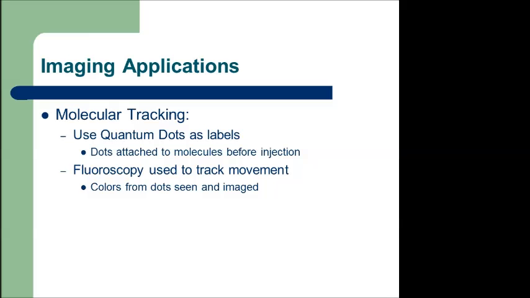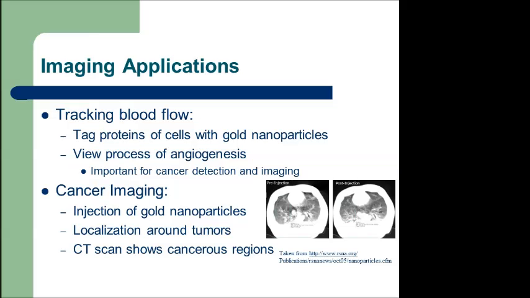Then imaging applications: tracking blood flow and cancer imaging. For tracking blood flow, tag proteins of cells with gold nanoparticles. Because blood flow contains proteins and so many particles, the proteins are tagged. So the process of angiogenesis can also be viewed, which is important for cancer detection and imaging.